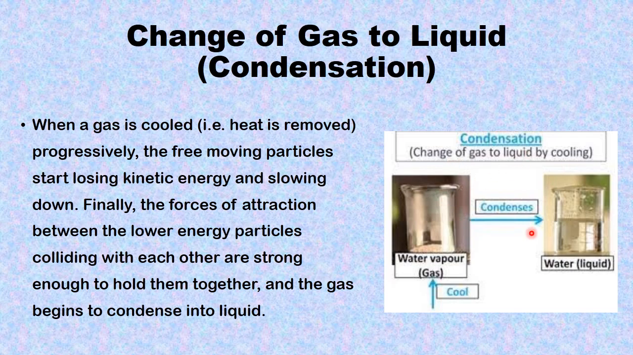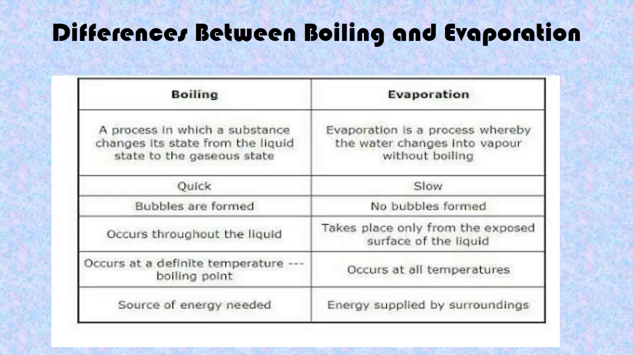Now look at the picture right here. Condensation is the change of gas to liquid by cooling. What happens is that as you reduce the temperature, or as you cool the vapor that you have right here in this container, the particles will begin to slow down, gradually losing kinetic energy, and the bonds between the particles will begin to reform, causing it to change state into liquid. And that's what happens. The vapor condenses into liquid state.